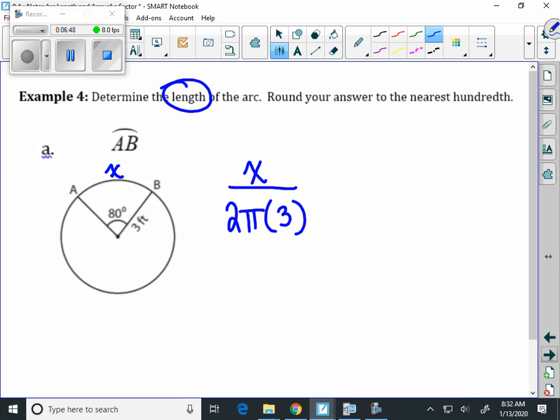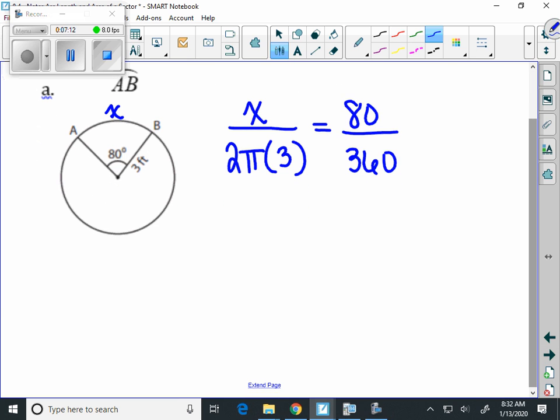And then on the other side, once again, remember, it's the measure of the central angle, which is 80, given to us in our circle, divided by how many degrees in the entire circle, which is 360. So it's arc length divided by circumference equals central angle divided by 360. We can simplify that up a little bit. This is x divided by 6 pi. We multiplied 2 times 3 to get the 6, and equals 80 divided by 360.